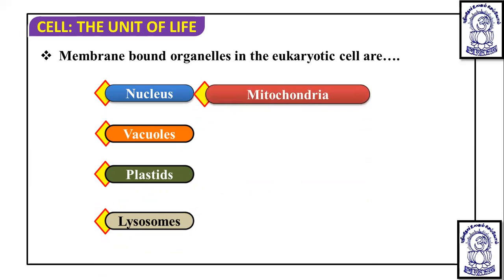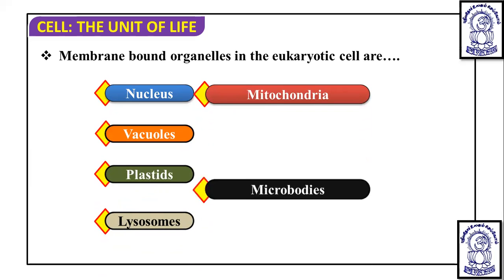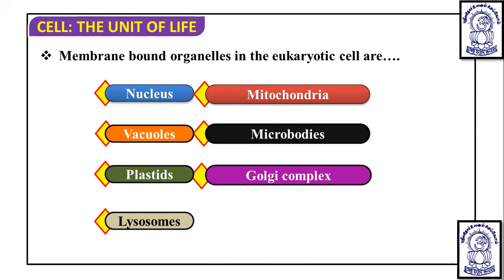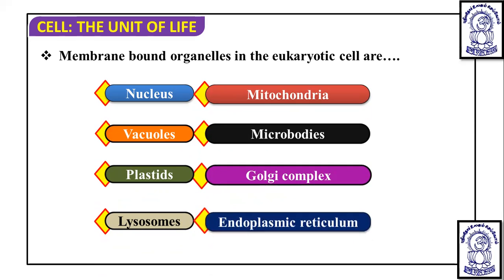In mitochondria, you will also see two membranes. In microbodies, you will see a single membrane. In Golgi complex, a single membrane. And endoplasmic reticulum also has a single membrane. Now how many membranes, we should understand. The nucleus has two membranes, so it is a double membrane bound organelle. Mitochondria has two membranes, so it is also a double membrane bound organelle.